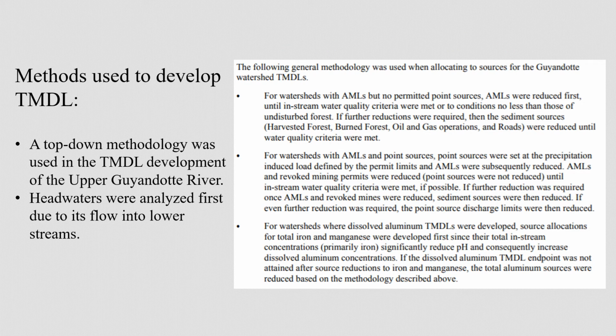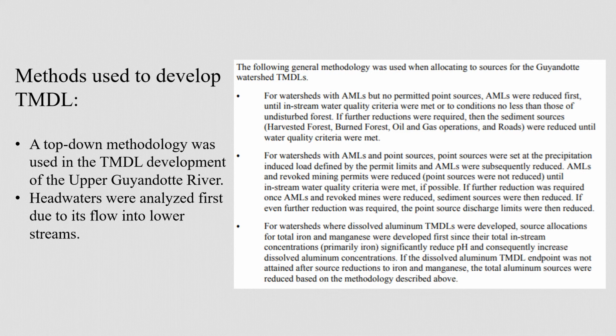So the methods used to develop the TMDL, we have an overall listing for the watersheds with AMLs, but no permitted point sources. AMLs were reduced first until in-stream water quality criteria were met, which makes sense. And then the watersheds with AMLs and point sources were set at the precipitation-induced load defined by the permit limits, and AMLs were subsequently reduced. AMLs and revoked mining permits were reduced. Point sources were not reduced until in-stream water quality criteria were met if possible.